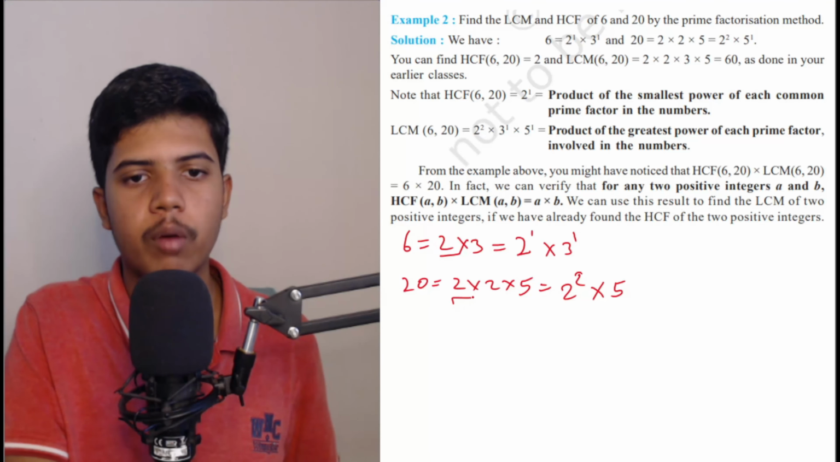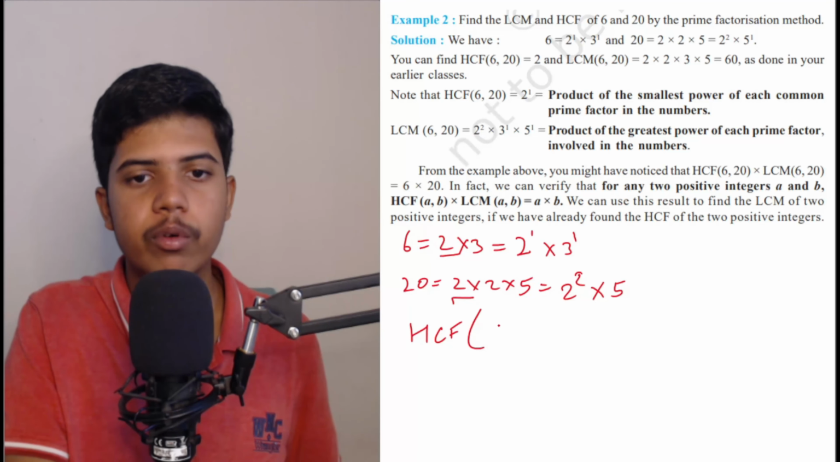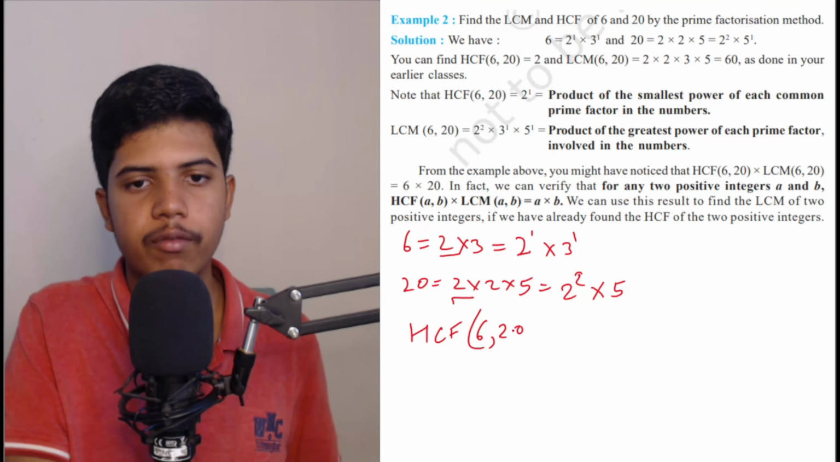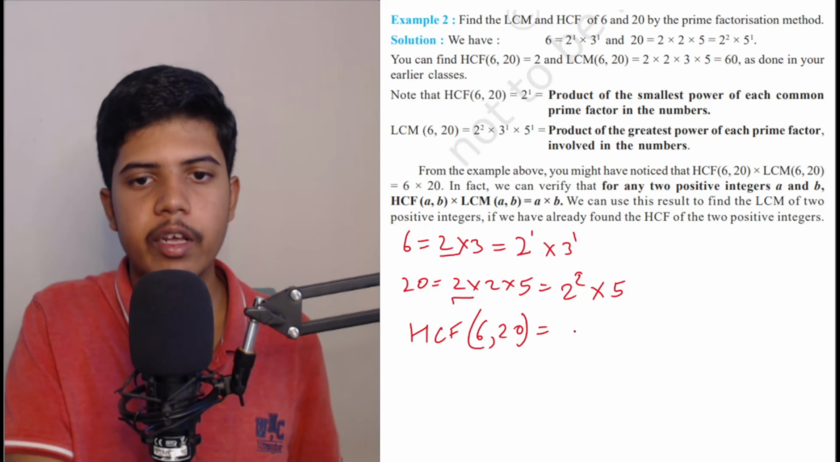So 2 is common in both 6 and 20. So for the HCF, only 2 is common. So the HCF of 6 and 20 is 2.